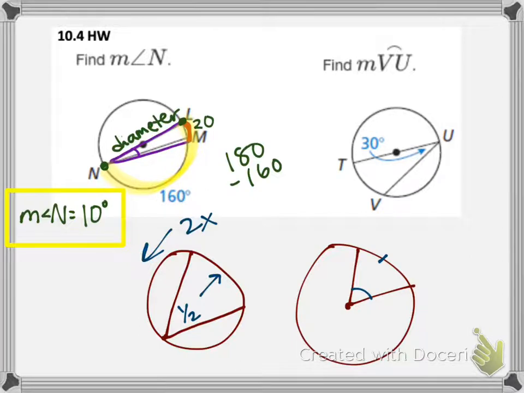This next one, find the measure of arc VU. So in order to know that arc, you need to know this arc, and you're given the angle. The angle is half the arc, so the arc is going to be double the angle. So it's going to be 60. We know that this sits on the semicircle, because T and U are the diameter. So all the way from T to U is 180. So 180 minus 60 would make 120 degrees.